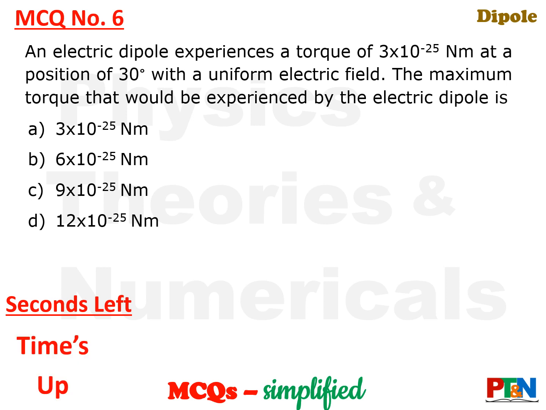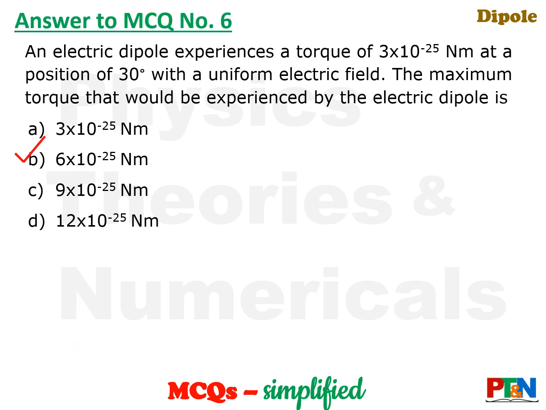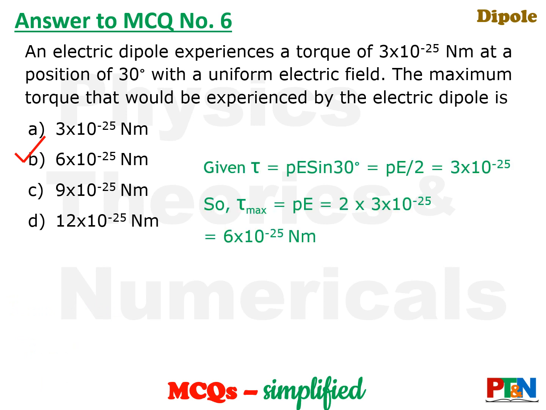Time's up. Let's see the answer. The answer is option B. Again, easy formula. Torque tau is equal to pE sine theta. Here theta is 30 degree. So tau is equal to pE by 2.